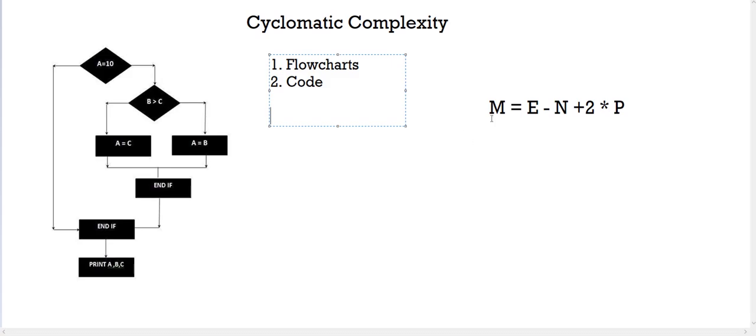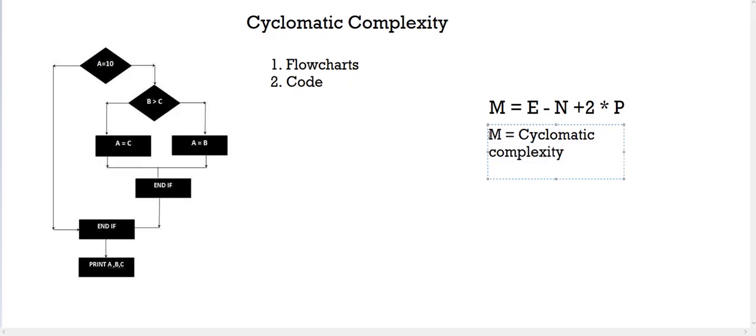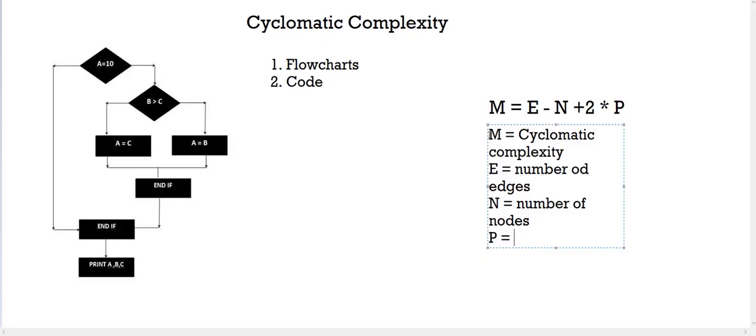And the first one that we're going to be seeing is here. As you can see, I've written M equal to E minus N plus 2P. Here M is equal to our cyclomatic complexity, E is equal to the number of edges, N is equal to the number of nodes, and P, I'm going to say, is equal to the number of endpoints.